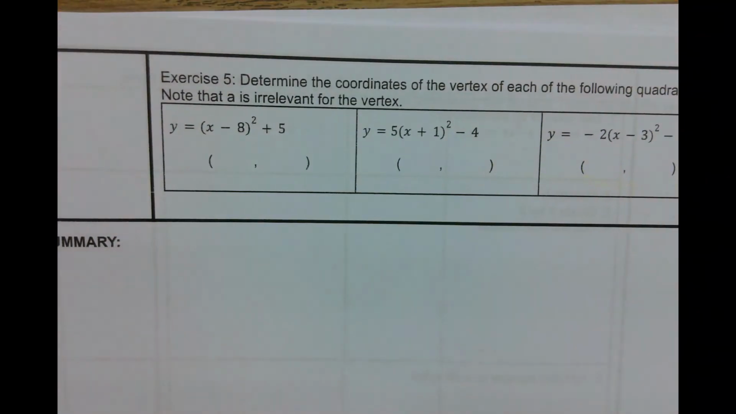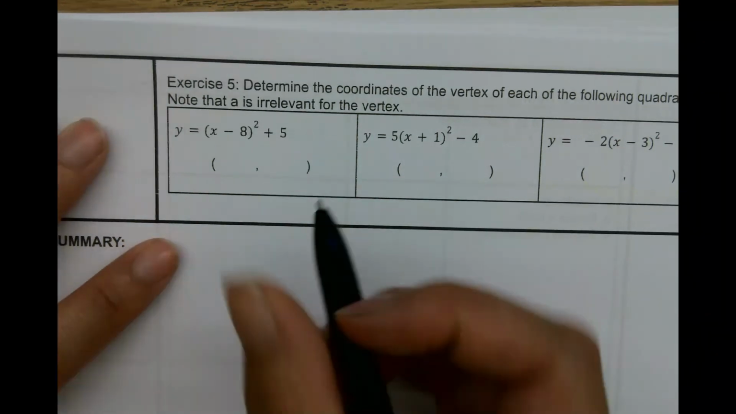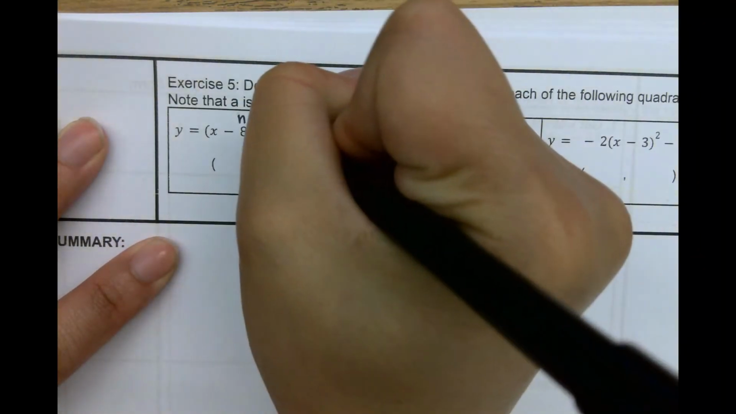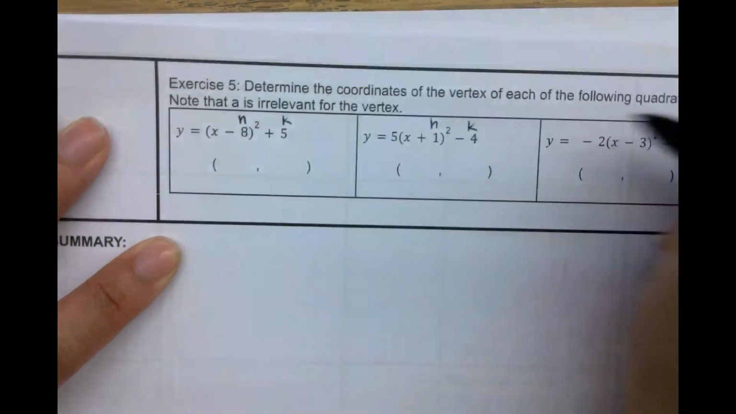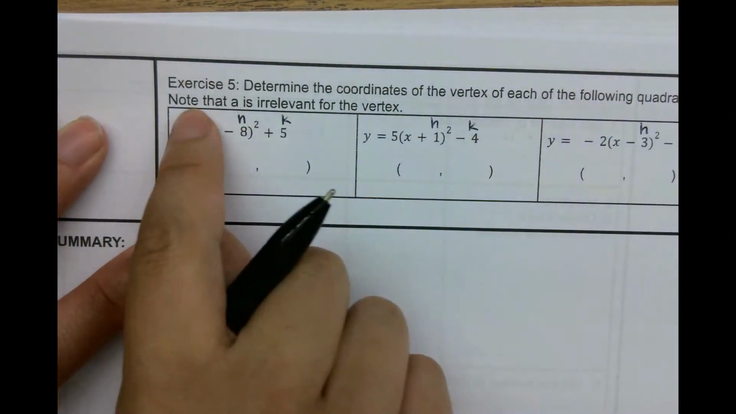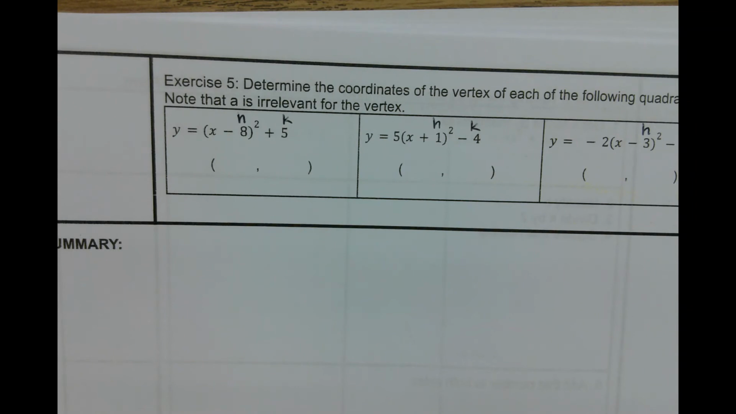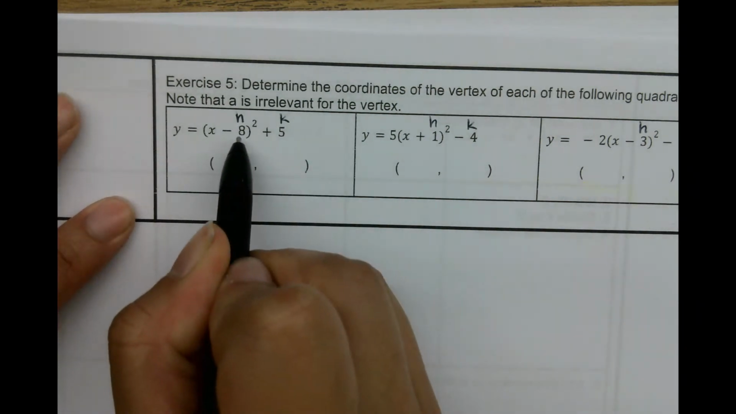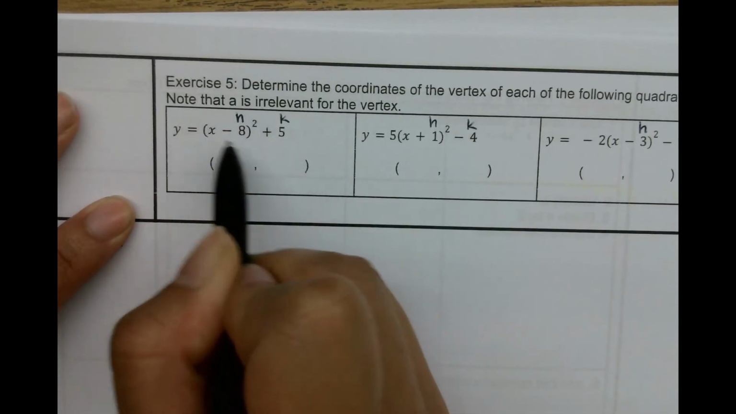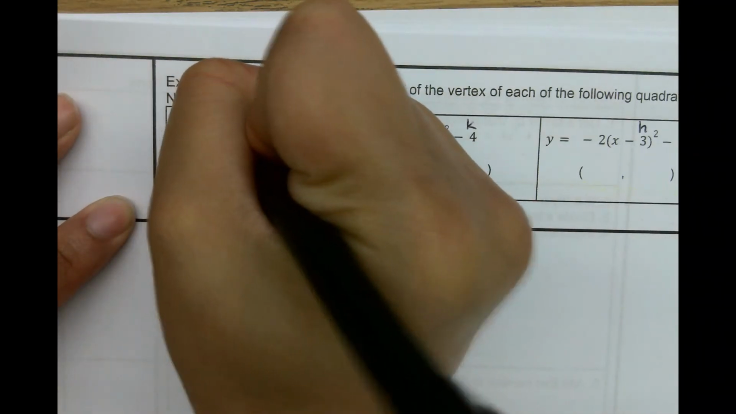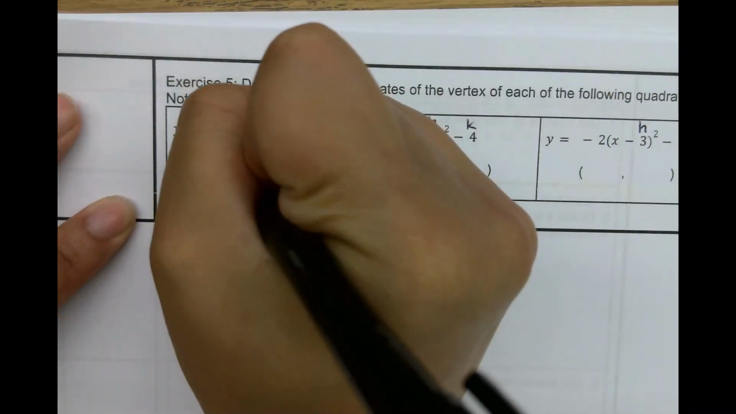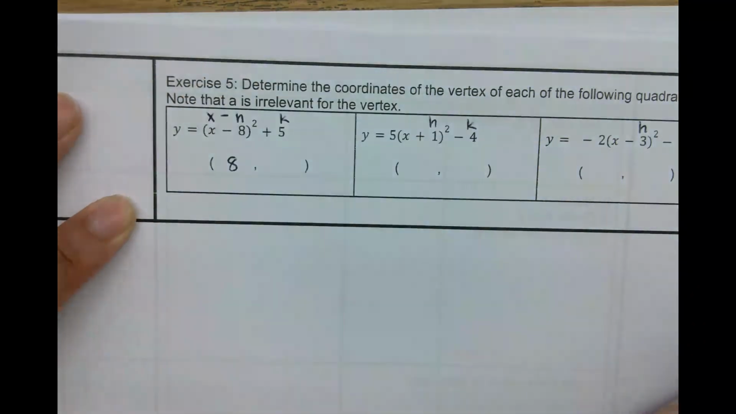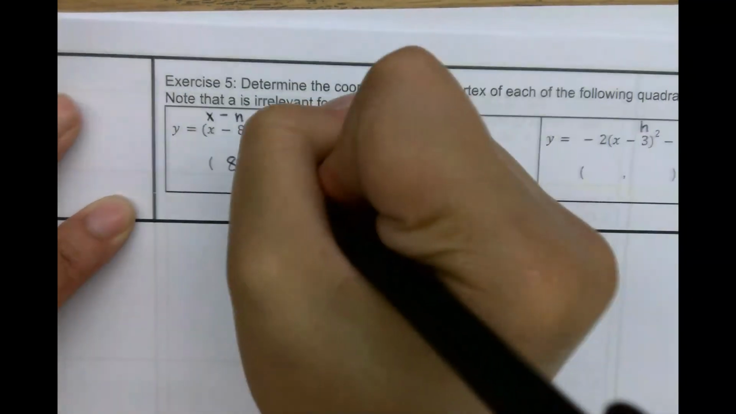Here, determine the coordinates of the vertex of each of the following quadratics. So h, k, h, k, h, k. Note that a is irrelevant for the vertex. All a does is make it fatter or skinnier, opens up or opens down. Here, h is the opposite sign of what we see since it's x minus h, so my vertex is 8, and k is the same sign, so 5.